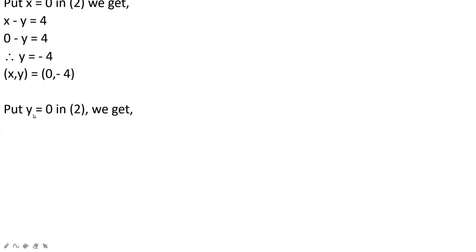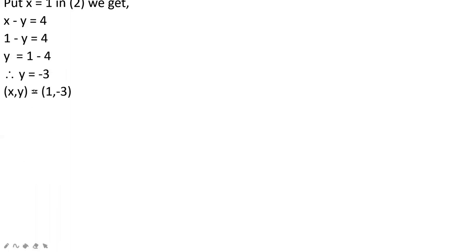So first we will substitute x as 0 in the second equation. So we get 0 minus y is equal to 4. Therefore, y is equal to minus 4. So we get x comma y as 0 comma minus 4. So now we will put y as 0 in the second equation. So we get x minus 0 as 4. So our x is equal to 4. So our x comma y value will become 4 comma 0.